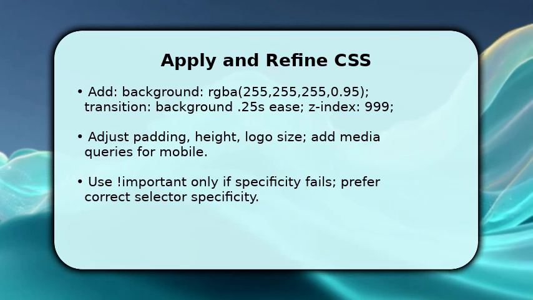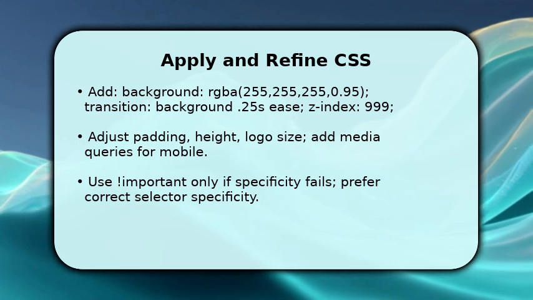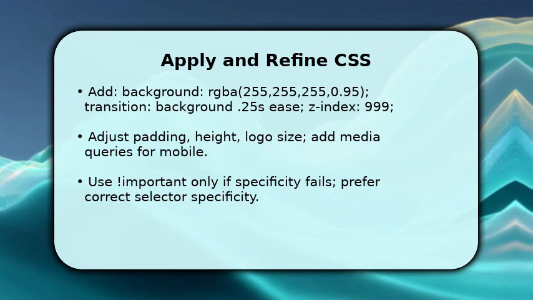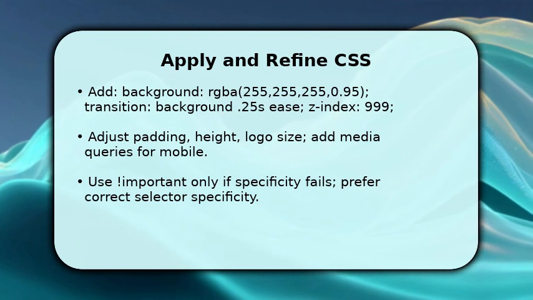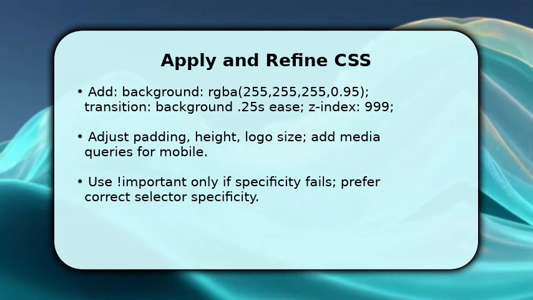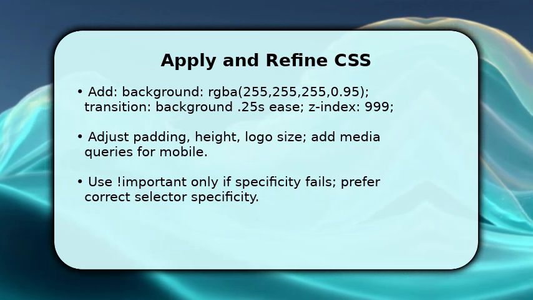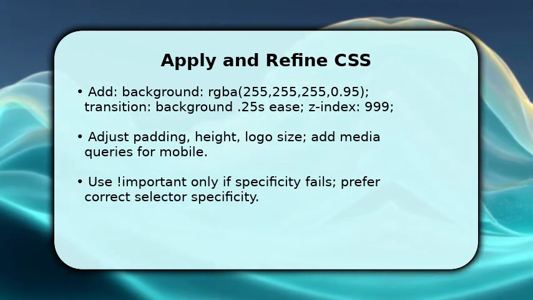Next, write the CSS that replaces transparent behavior. For example, set background: rgba(255, 255, 255, 0.95), add transition: background 0.25s ease, and ensure z-index keeps the header above content. Then refine padding, height, and logo dimensions so layout remains consistent. Test at mobile breakpoints with media queries.